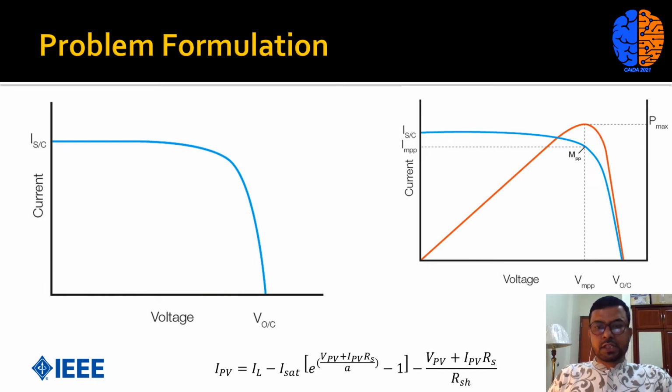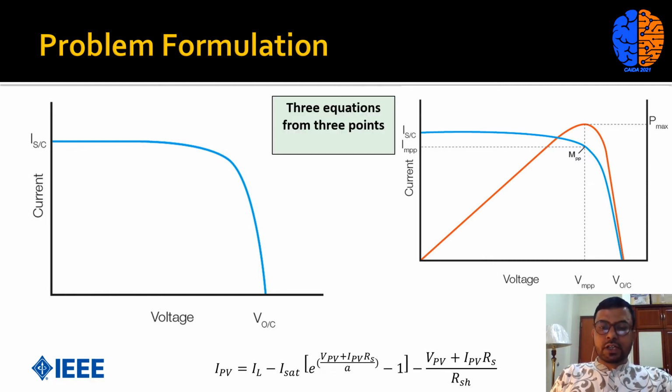As you can see, these are the IV characteristics and PV characteristics of the PV module. Using manufacturer data at 3 different points, we can have 3 equations. For example, the open circuit data, short circuit data, and maximum power point data.